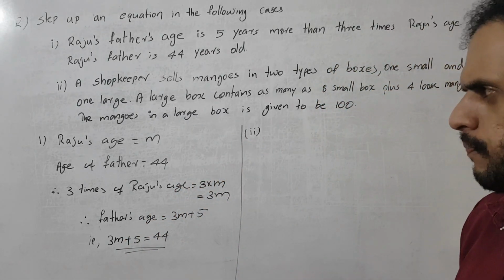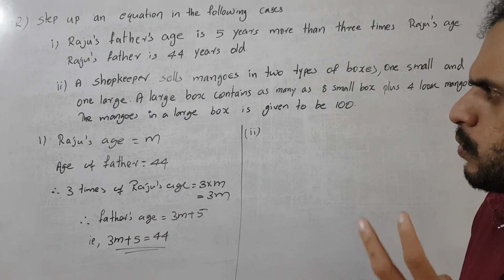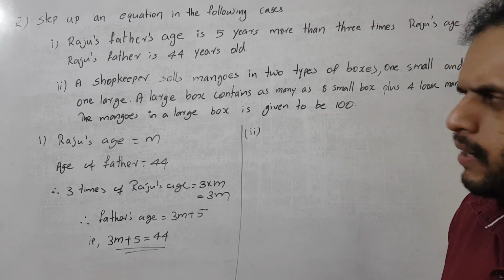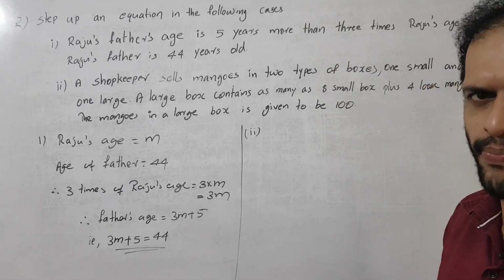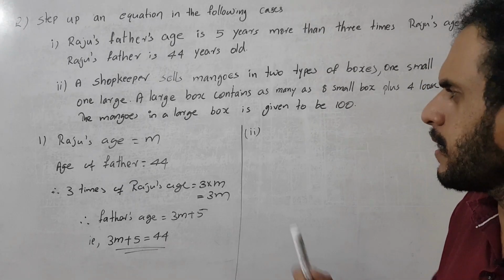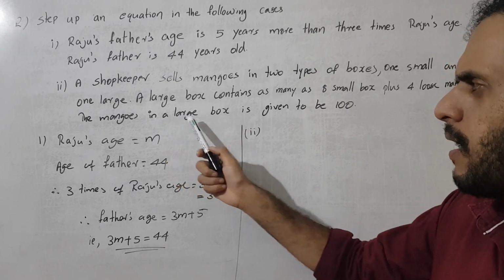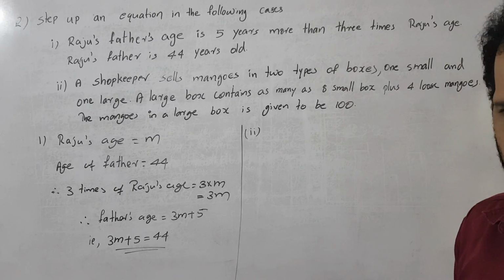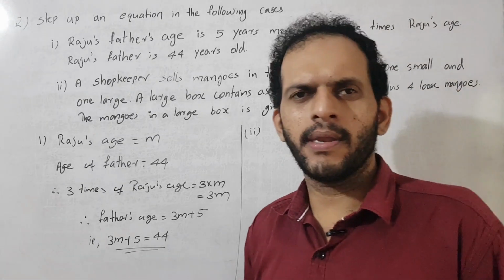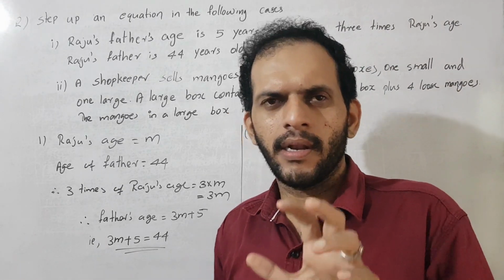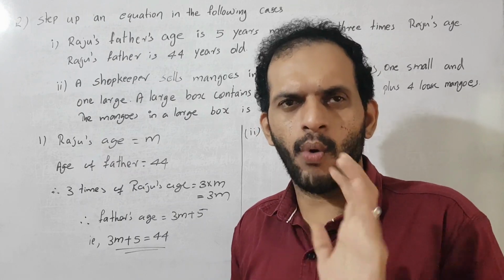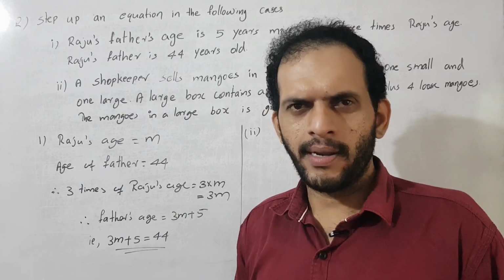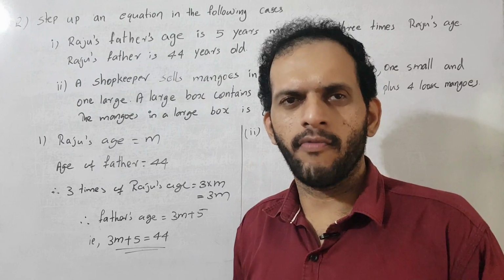It is given that the mangoes in a large box are 100. Then here is given we have the 2 types of boxes. One is large and one is small. Correct? Then he has already given the mangoes in a large box. The mangoes in a large box is equal to 100. Then what is remaining? Here is remaining only the other one. What is that? The number of mangoes in a small box. Correct? So we choose that one as the variable.